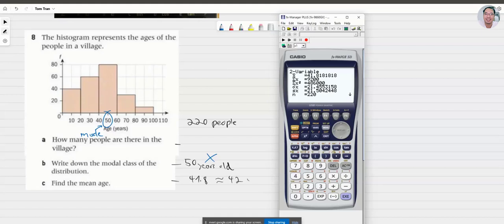I think that is the mean. Yeah, 41. 41.81, the mean age of these people. So instead of typing one variable, you choose two variable here. How about the setting? Yeah, in the setting the list is list one, which is the value, and the frequency is list two. Okay, frequency is list two. Also choose list two here to make sure.